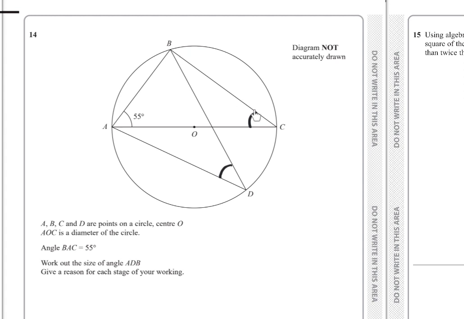Now in triangle ABC, we have AC as diameter. So this angle ABC equals 90, because the circumference angle opposite to the diameter equals 90. So you can write angle ABC equals 90. The reason: because AC is a diameter.